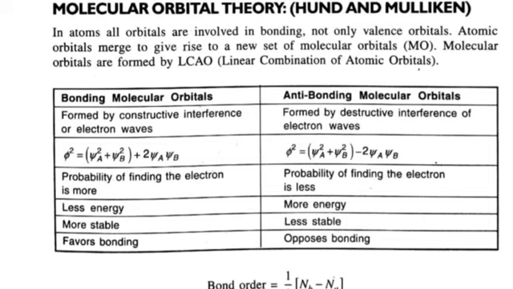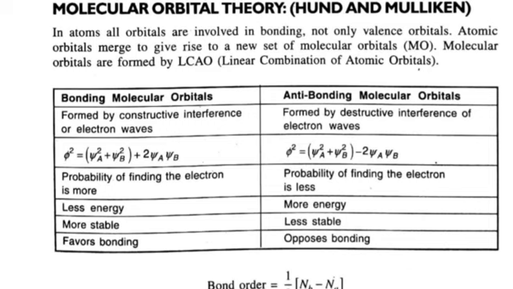Bonding molecular orbitals and anti-bonding molecular orbitals are formed. Bonding molecular orbitals are formed by the constructive interference of the electron waves. Psi square is equal to psi square A plus psi square B plus 2 psi A into psi B. The probability of finding the electron is more, less energy, more stable, and it favors bonding in bonding molecular orbitals.